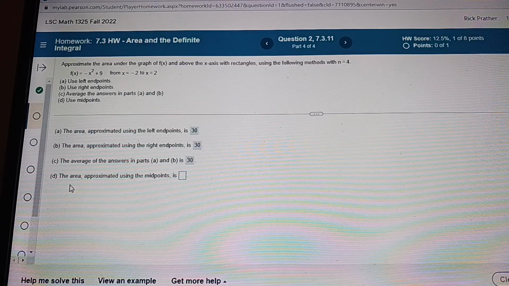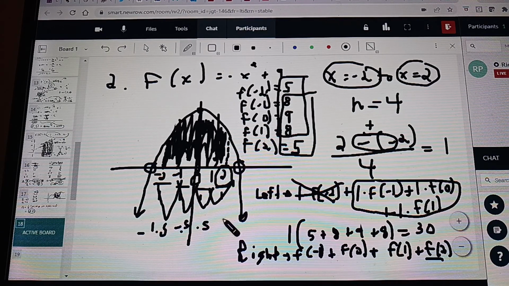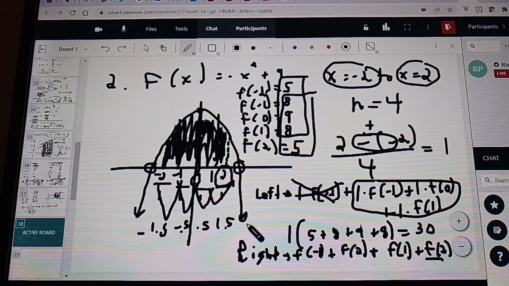Now the midpoint may not be the same as these 3 answers. Maybe it is, but maybe not. So now what I have to do is get halfway between each of these. Halfway between -2 and -1 is -1.5. Halfway between -1 and 0 is -0.5. Halfway between 0 and 1 is 0.5. And halfway between 1 and 2 is 1.5. And the widths are still 1, so I can ignore that.